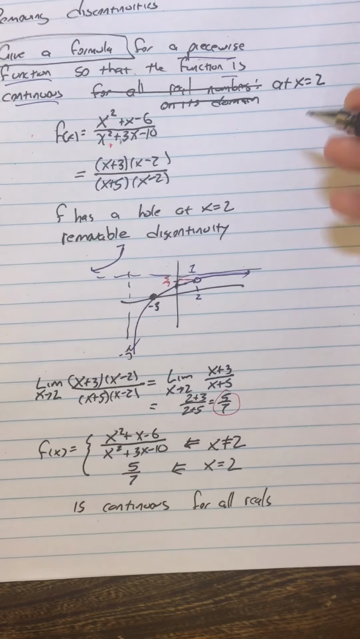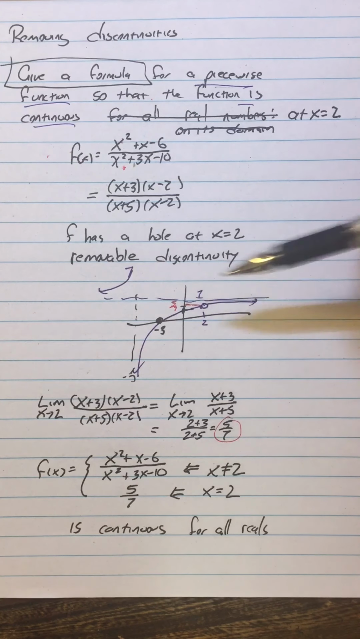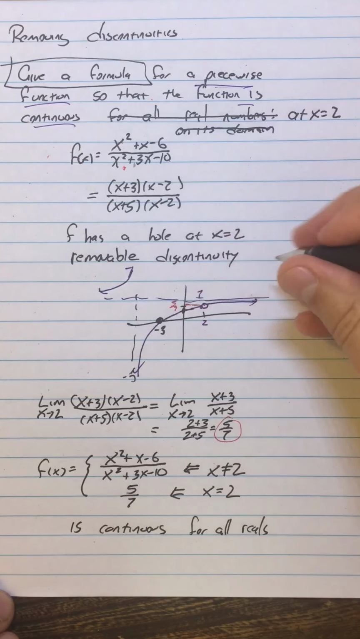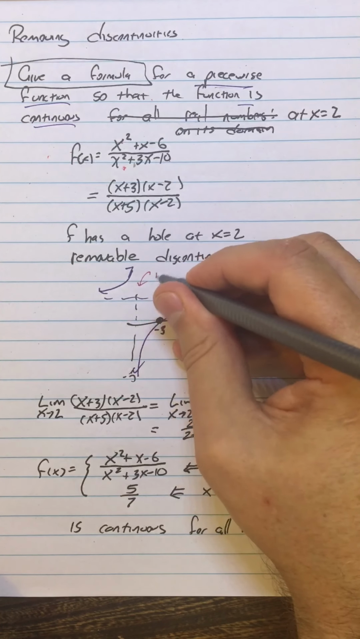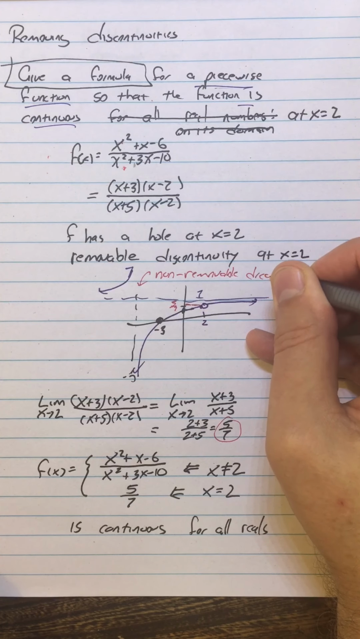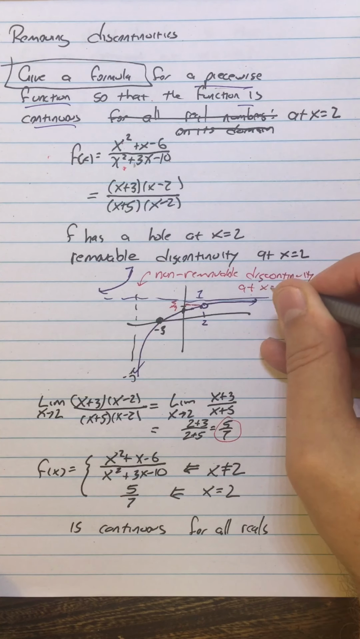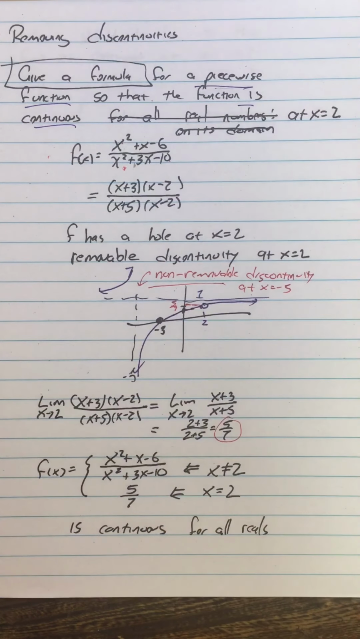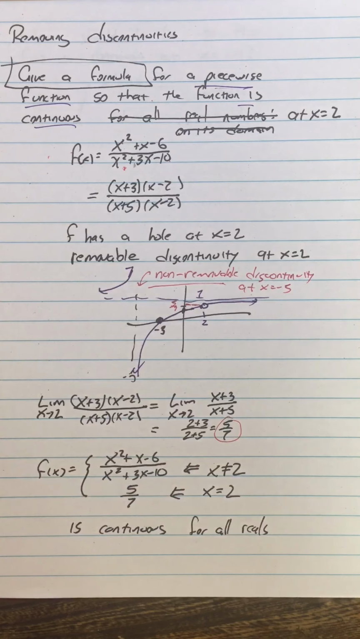Now, I've had to go through a lot of scratches and like, wait a minute, what am I doing? Why? Because this function actually has two discontinuities. It has a removable discontinuity at x equals 2. But what I did not think about when I wrote the problem is that there is also a non-removable discontinuity at x equals -5. And because it's non-removable, I cannot make this function be continuous for all real numbers, because that discontinuity is not removable.